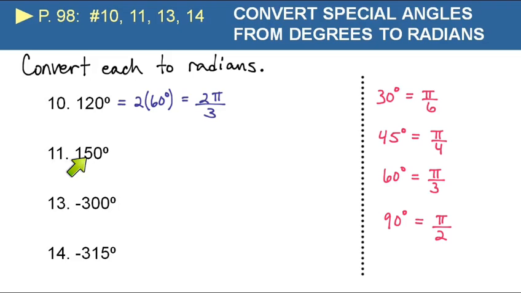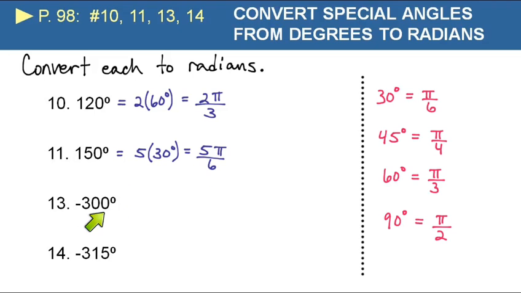Let's do the same thing for 150 degrees. We know that 30 will go into 150, so it's 5 times 30. And then I can trade the 30 degrees for a pi over 6. And so 150 degrees is equal to 5 pi over 6 radians. Notice I don't write the word radians.